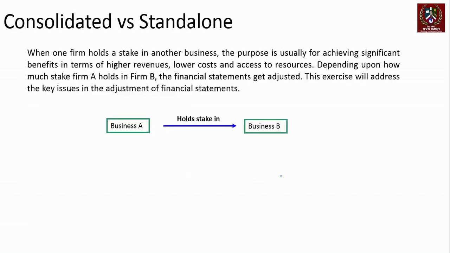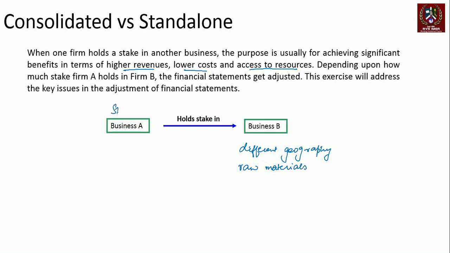Now, when a company holds a stake in another business, the purpose could be for achieving significant benefits in terms of higher revenues, lower costs, access to resources, or just simple diversification, right? So if business A holds a stake in business B, that's possibly because business B is in a different geography. It's possibly because business B has access to raw materials that business A needs, right?